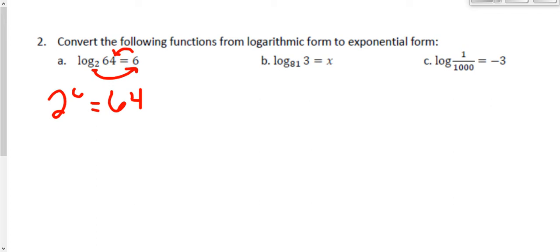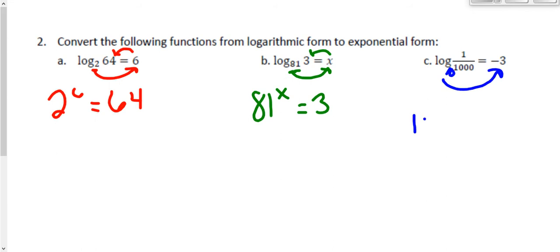Let's go ahead and try example B. We're going to need the base of our log, 81. We're going to raise it to the power of the number on the other side of the equal sign, x. That's going to equal the number from inside the log, 3. All right, last one here, log of 1 over 1,000 equals -3. This log has an invisible base. The base is the number 10, so that's the number I'm going to start with. I'm going to take my base and raise it to the -3rd power. If I do that, it will equal the number inside the log, which is 1 over 1,000.